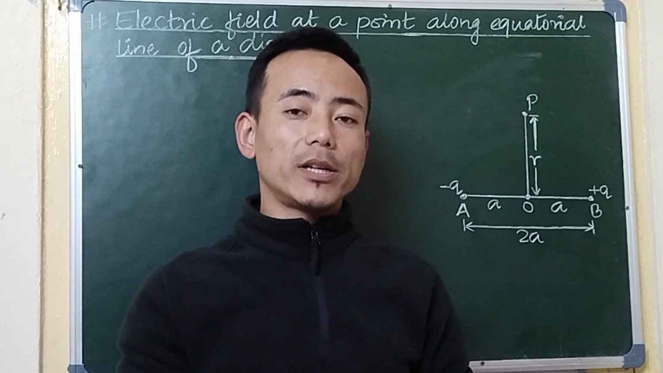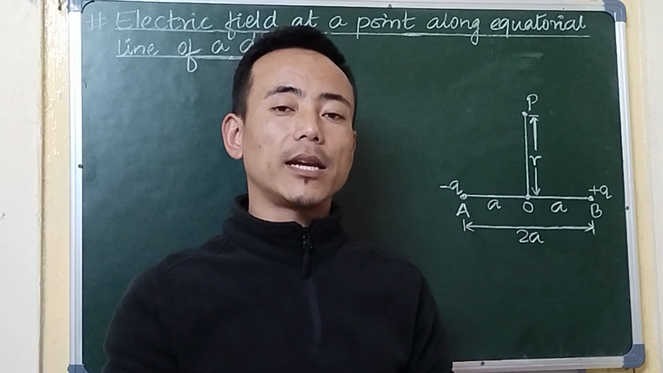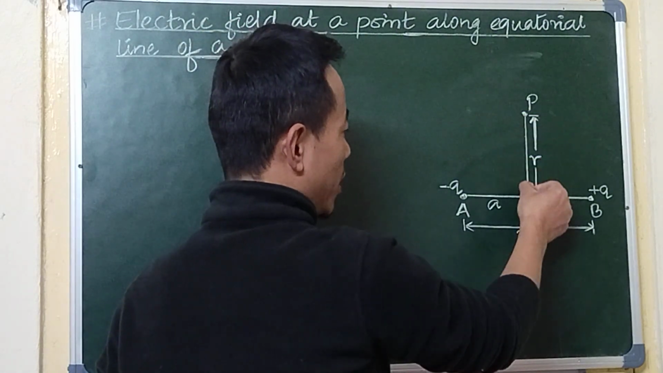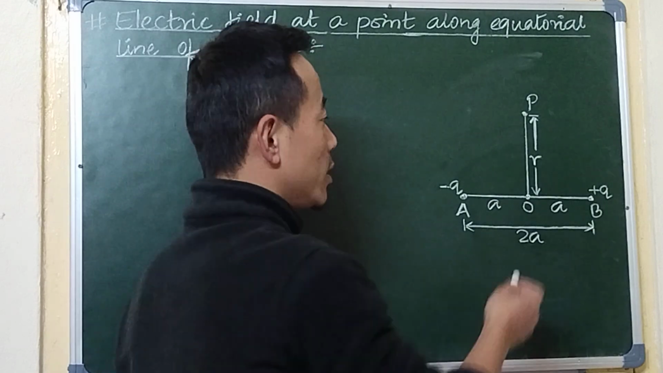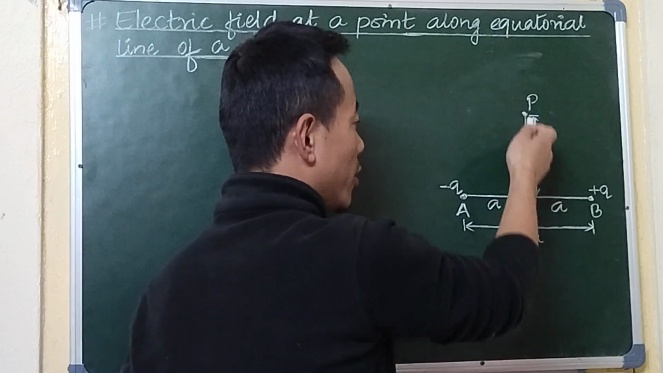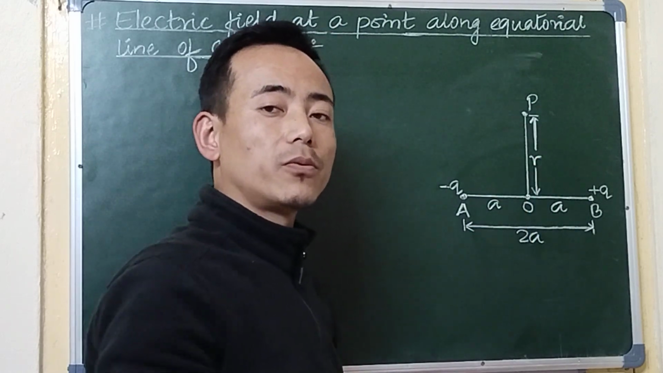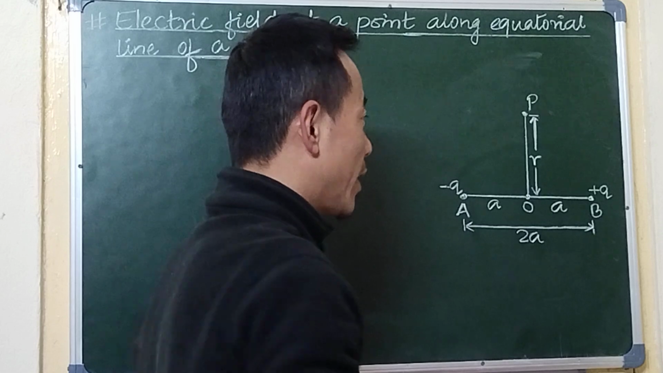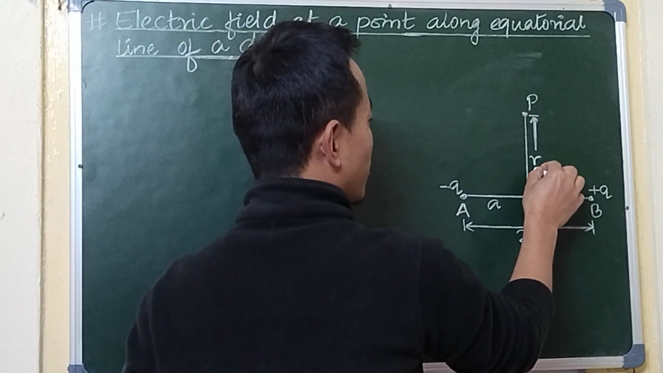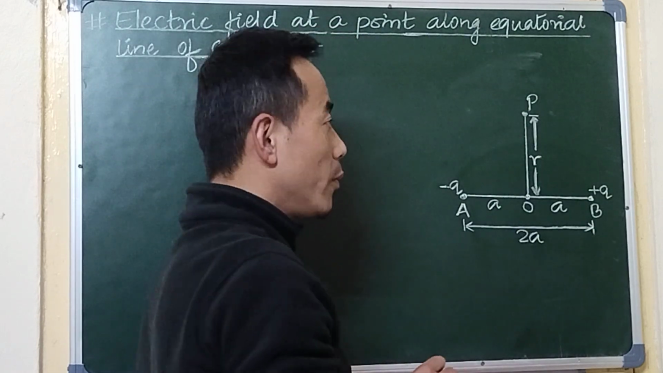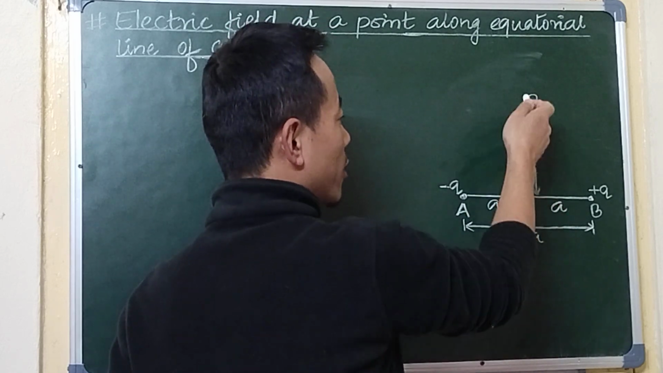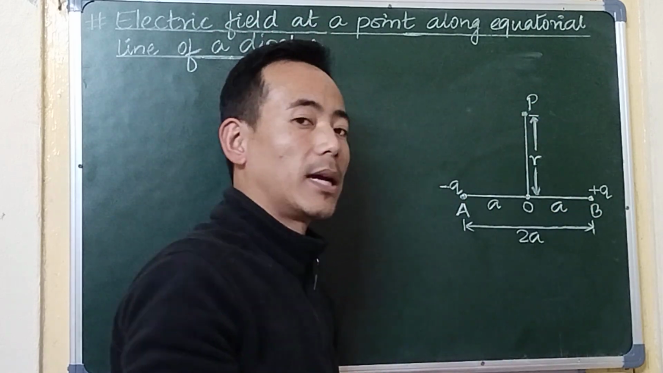So what is an equatorial line? An equatorial line is a line which bisects the dipole. So here in the diagram you can see we have drawn this line which passes through the center O of the dipole. So this line bisects the dipole into two halves. So along this equatorial line at any point we are supposed to find out the electric field. So we have taken this point as P, which is at a distance of R from the center O of the dipole. So we will be finding out the electric field at this point P, which is along the equatorial line of this dipole, because of this dipole.